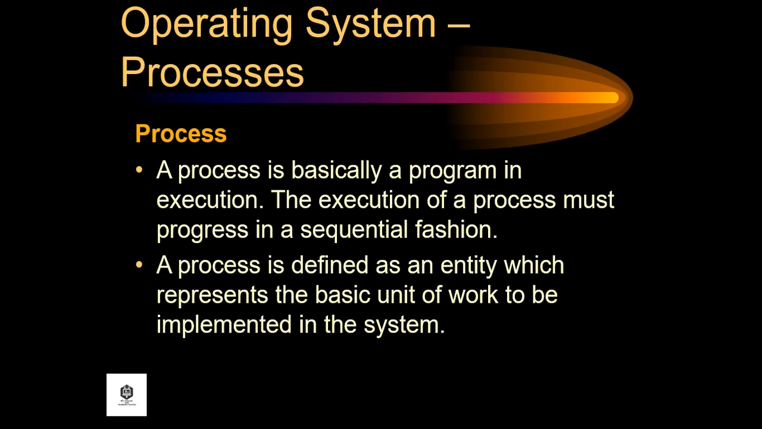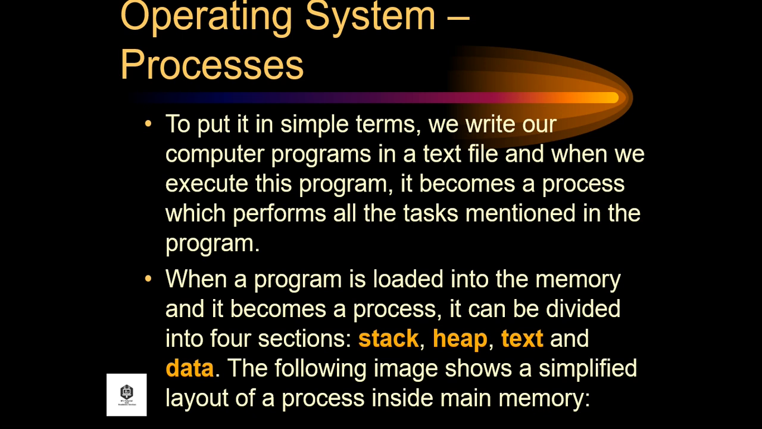Process is basically a program in execution. The execution of a process must progress in a sequential fashion. A process is defined as an entity which represents the basic unit of work to be implemented in the system. To put it in simple terms, we write our computer programs in a text file, and when we execute this program, it becomes a process which performs all the tasks mentioned in the program.